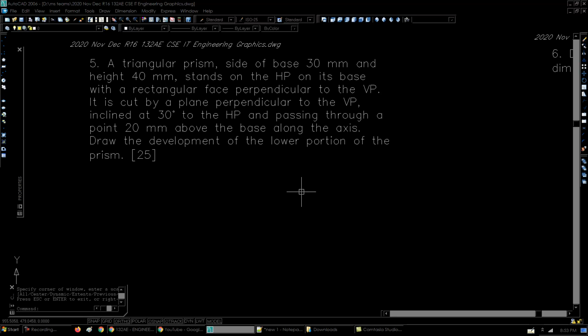So it stands on HP on the base. That means it's resting on the triangular base on HP, and a rectangular face is perpendicular to VP. It is cut by a plane perpendicular to VP and inclined at 30 degrees to HP, and it has to pass through a point 20 mm of the base along the axis. Okay, let us see how to draw this.